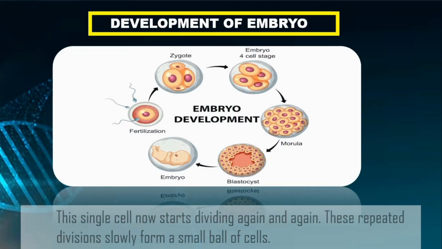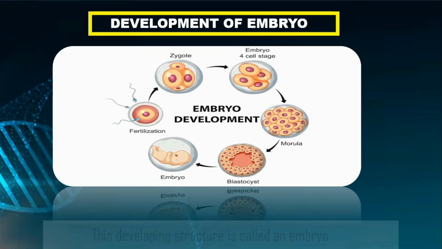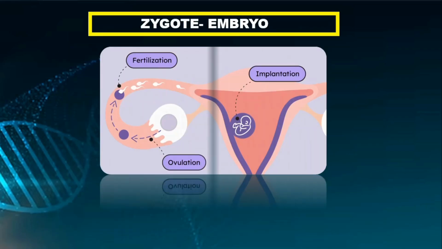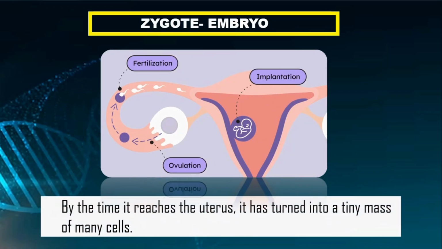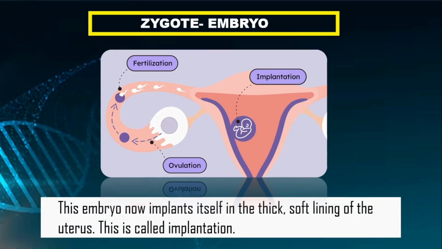After the fertilization process, the zygote begins its beautiful journey of growth. The single cell starts dividing again and again. These repeated divisions slowly form a small ball of cells. This developing structure is called an embryo. At this stage, the embryo travels down the fallopian tube towards the uterus. By the time it reaches the uterus, it has turned into a tiny mass of many cells. This embryo now implants itself in the thick, soft lining of the uterus.